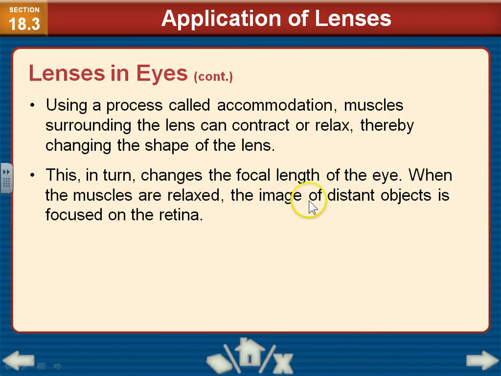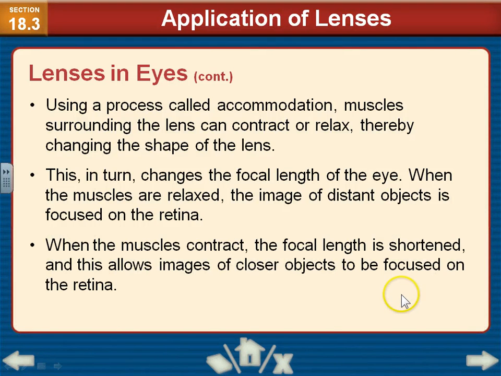When your muscles are relaxed, you're looking at objects that are distant from the eyes. Basically, if you're asked to relax your eyes, you generally want to look off into the distance. You don't want to concentrate on something close up. When you're reading, your muscles are constantly contracted to be able to focus on those near images.